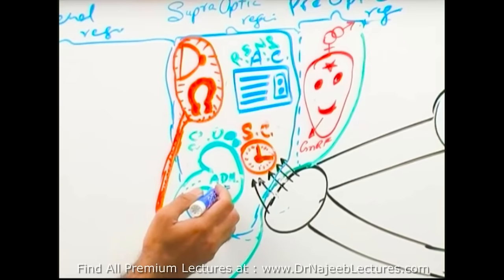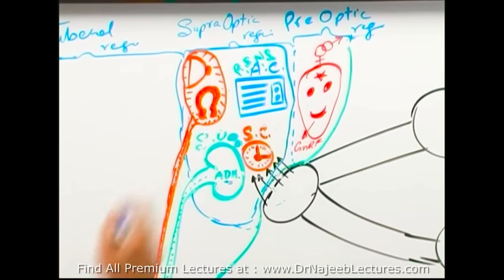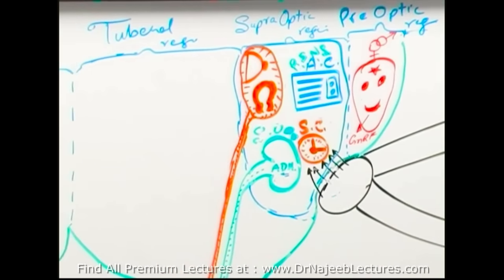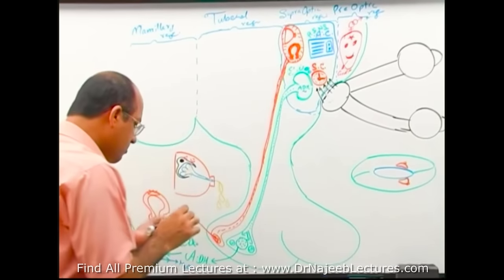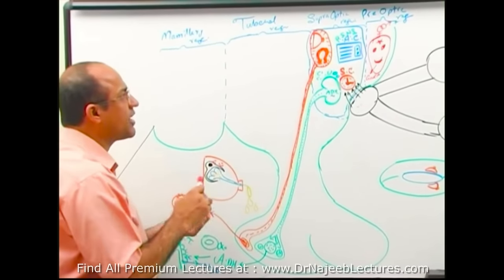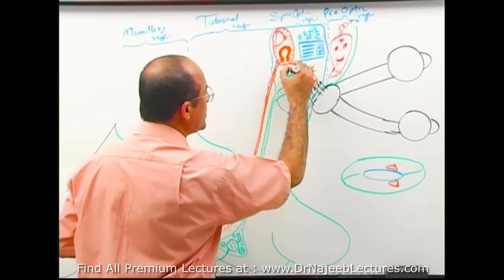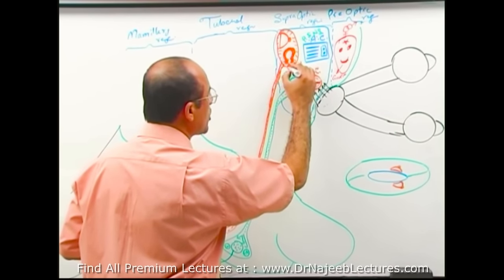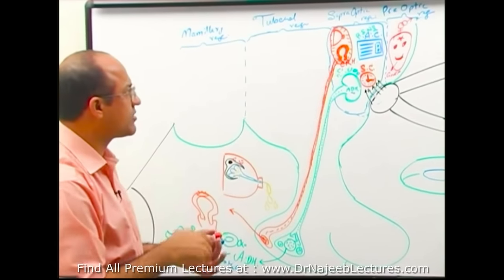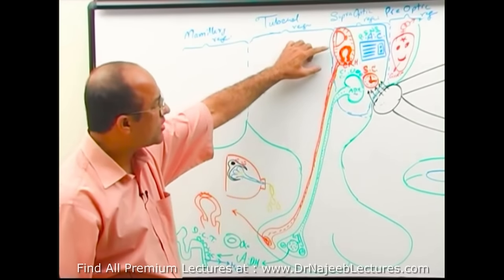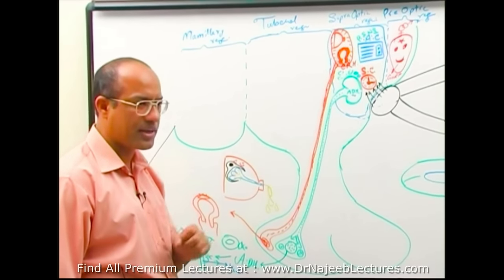It produces 90% ADH and 10% oxytocin. And the paraventricular nuclei produce mostly oxytocin and very little ADH. And they produce one more thing, these paraventricular nuclei, that is CRH. What is CRH? Corticotropin releasing hormone. That we'll talk about in the next discussion. Right? Any question up to this? No. So let's have a break.